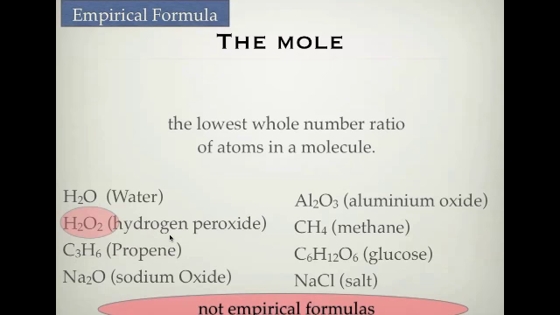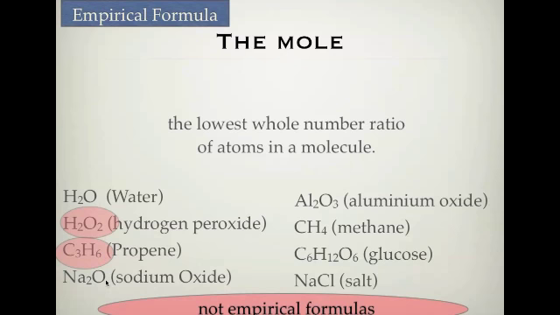This can also be cancelled down. If we divide both of these numbers by 3, we get 1 to 2, which is what the empirical formula for propene would be. This is not an empirical formula because it can be cancelled down. The empirical formula for propene would be CH2.